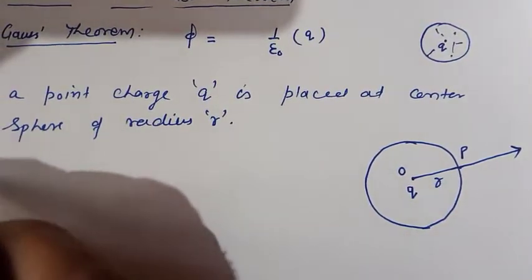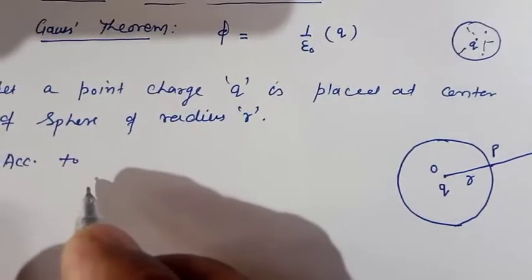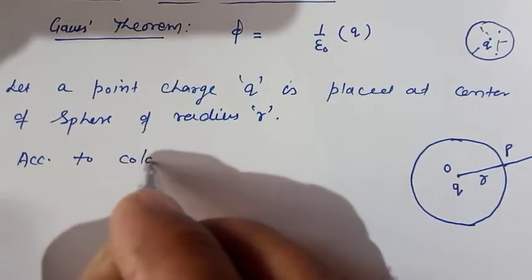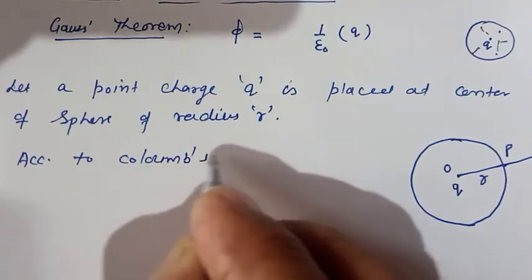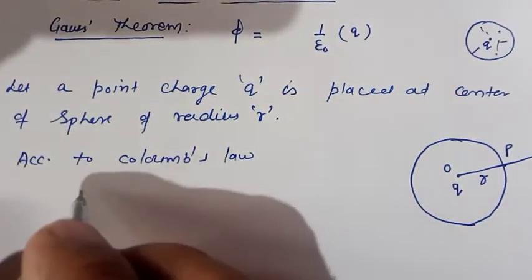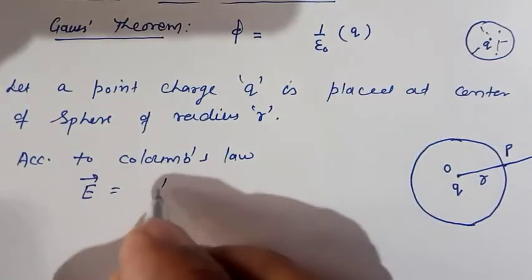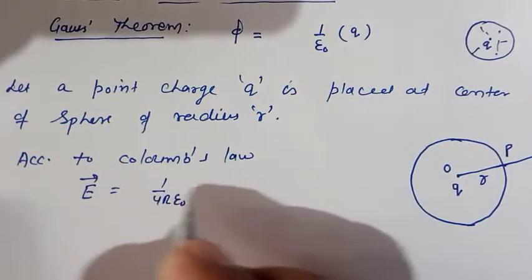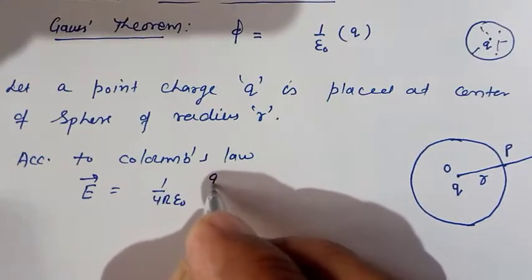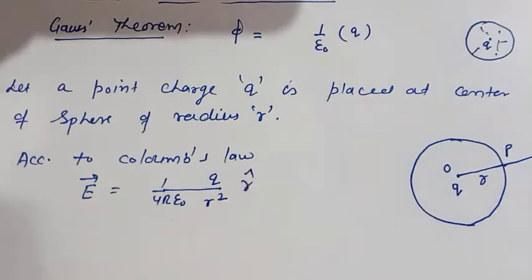Now, according to Coulomb's law, the electric field at a point P will be 1 upon 4 pi epsilon 0, q upon r square, and unit vector r, that is for direction.